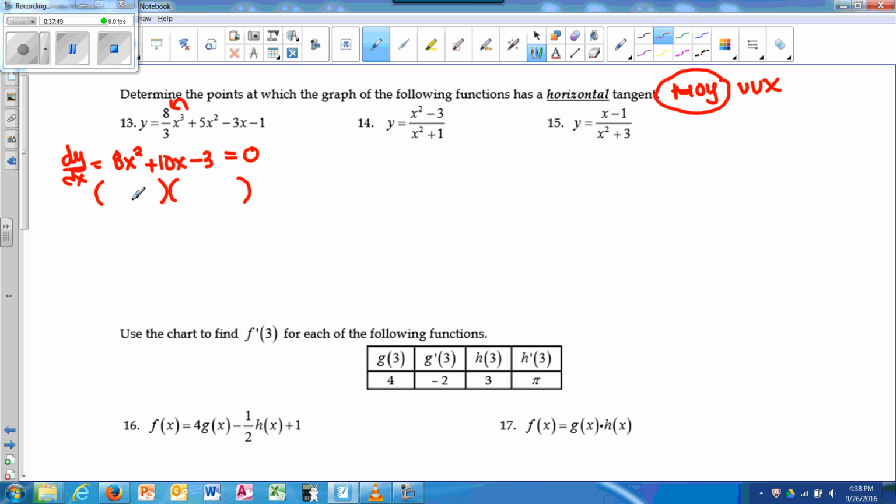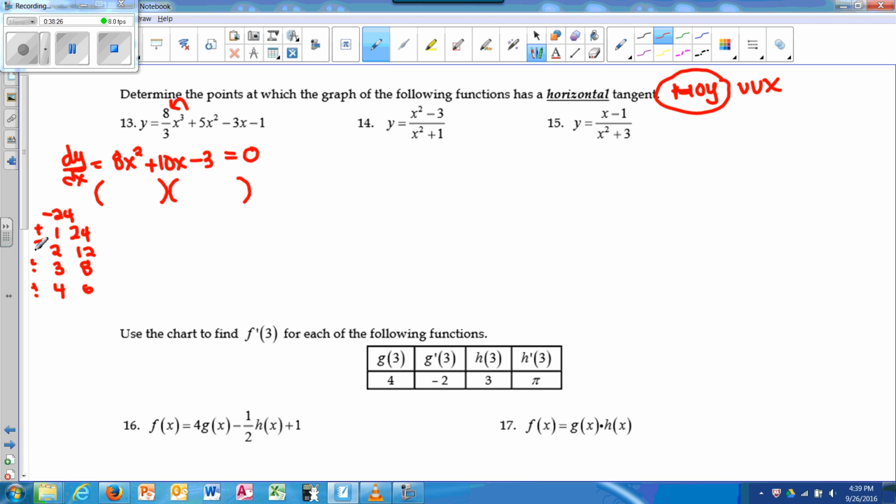So for number 13, my slope, when I bring the 3 down, it's going to cancel. We have 8x squared plus 10x minus 3. The horizontal slope is when that derivative equals 0. That means we need to be able to factor this out. So in order to factor this, we need 8x squared plus 10x minus 3 equal to 0.